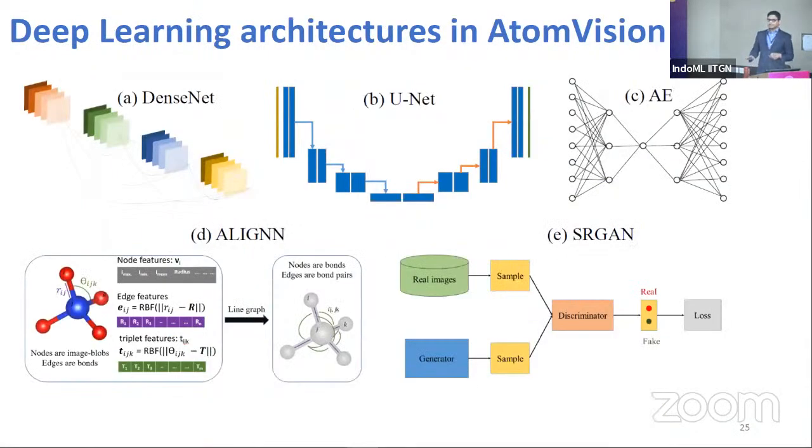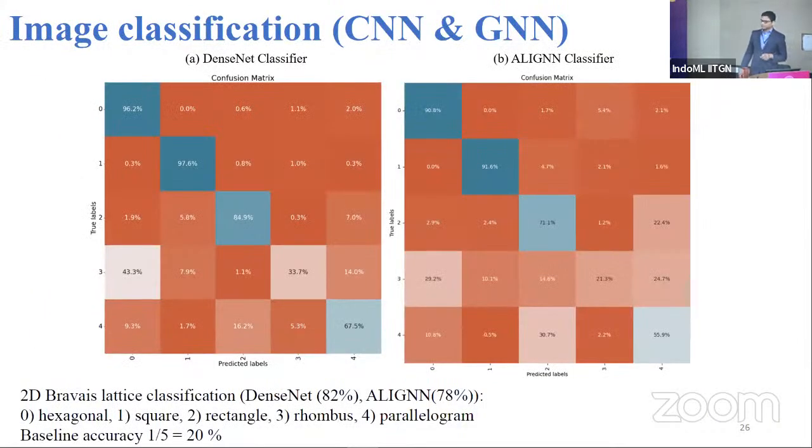Once you have a nice data set, we apply deep learning frameworks. These are the 5 models we tried: the CNN, DenseNet, UNet for semantic segmentation, autoencoder, ALIGNN, and the super resolution GAN. I'll show how we use ALIGNN for the images. First was image classification. I feel like in any deep learning, we start by taking an image and classifying cat versus dog, right? Here we are trying to classify, given a lattice, whether it's hexagonal, square, rectangle, rhombus, or parallelogram. This was the CNN model we tried, and we got around 82% accuracy with DenseNet and around 80% for ALIGNN. With the graph neural network, the advantage was you can get the node-wise information as well, which was nice.